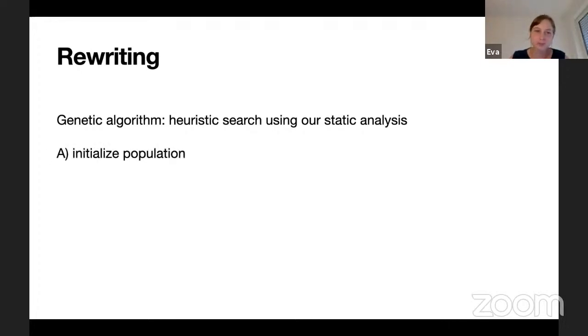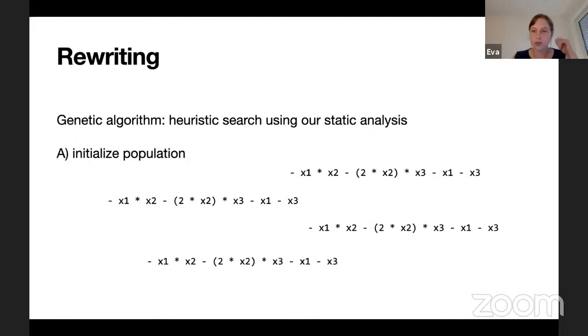The way it works is, genetic algorithms are inspired by evolution. So we will have a population that we will evolve through a number of iterations. And we will initialize this population with just a copy of the expression that we have. So I'm here showing just 4. In practice, we will have more than that, but just so we keep this manageable.